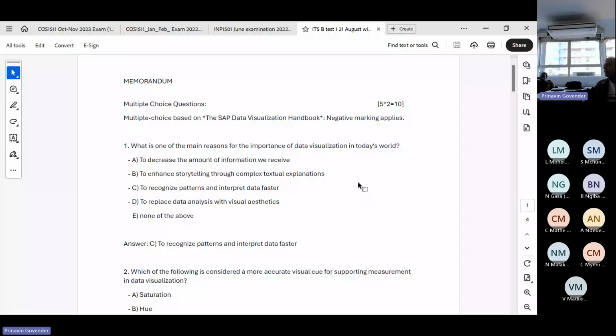Let's go through what's not the answers. It says to decrease the amount of information we receive. No. Well, you could say you could decrease it if you want to summarize the information, but you must remember in a multiple choice question, we wanted to know the best possible answer, right? The best possible answer is to recognize and interpret data. To enhance storytelling through complex textual explanations, no, we don't want to. We want to enhance it, but not through complex textual interpretations. We want to actually simplify it. Using pictures, graphs, simplifies data interpretation. To replace data analysis with visual aesthetics, you could say so that we want to replace it, but more than that, we want to recognize patterns and we want to interpret the data. So that was the best alternative.